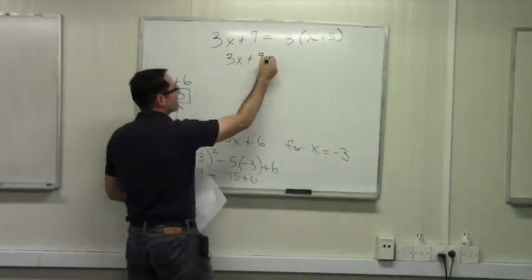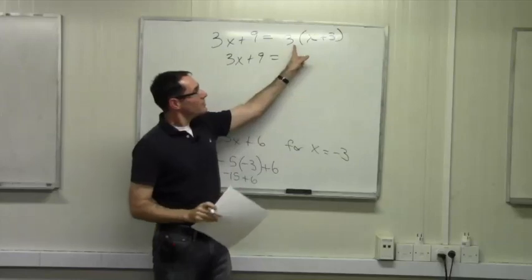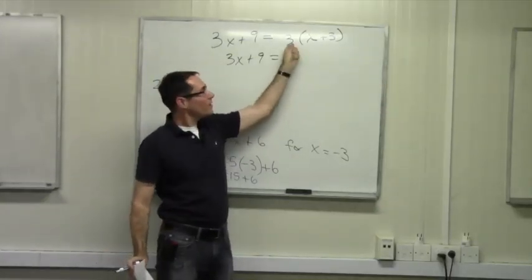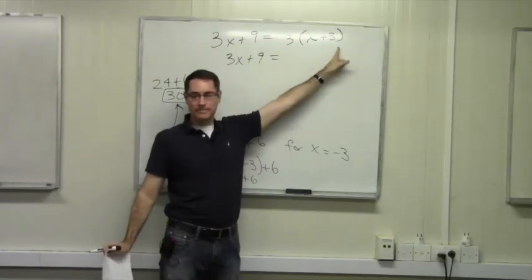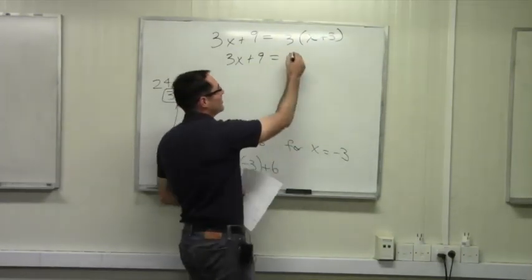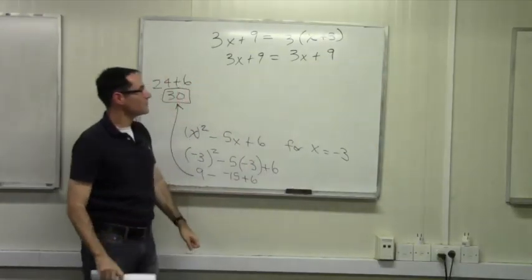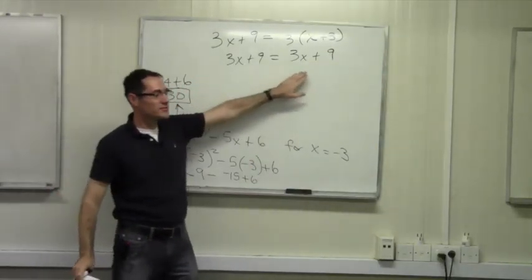3x plus 9 equals, see how the 3 is outside the parentheses here? We're going to use this a lot. What can we do to that 3 throughout here? Distribute it. It's the distributive property. 3x plus 9. So notice how this side equals this side.